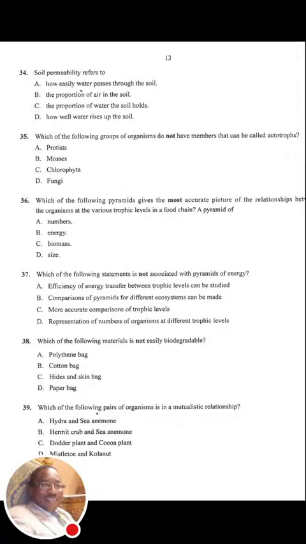So the hermit crab gets protection from the sea anemone, while the sea anemone gets food from the hermit crab. It does not have to obtain its own food because the hermit crab carries it around. That is why hermit crab and sea anemone are a beautiful example of mutualistic or symbiotic relationship. That's why the answer to that question is B, right?